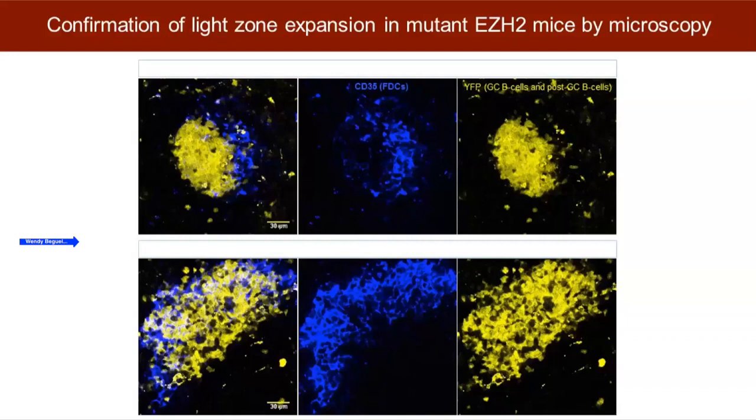Our next question was if there are differences in the proliferation of mutant EZH2 germinal center B cells that would also explain the light zone expansion. The analysis of Rhapsody didn't show significant differences in wild-type versus mutant proliferating cells. So we decided to address this question with a different mouse model.